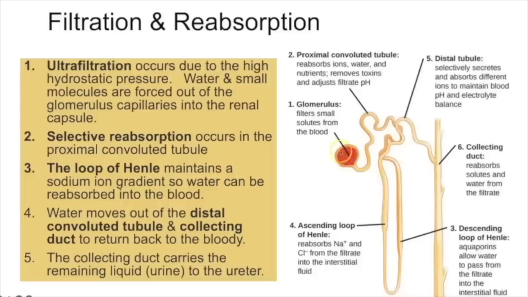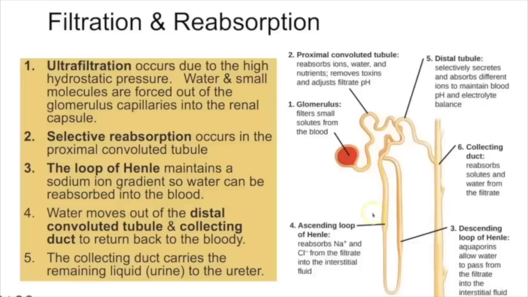So the way this happens is step 1, as the blood flows into the glomerulus, the capillaries there, because there's a really, really high hydrostatic pressure, water and small molecules are forced out of the capillaries and into the renal capsule, which is this yellow part here, and the glomerulus is all of the red bit there where you have the capillaries. You've then created this filtrate, and that filtrate will then start to pass through to the proximal convoluted tubule. And this is where selective reabsorption occurs. So glucose is reabsorbed in the proximal convoluted tubule.